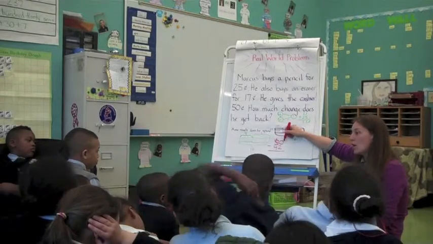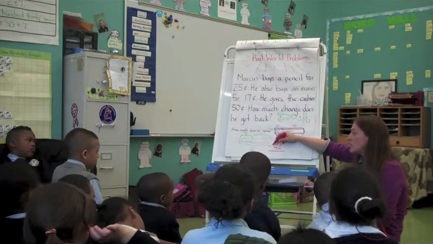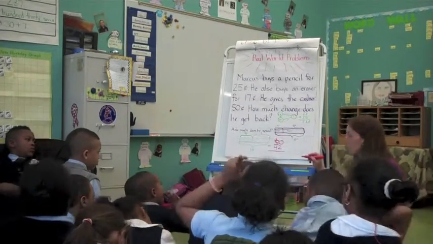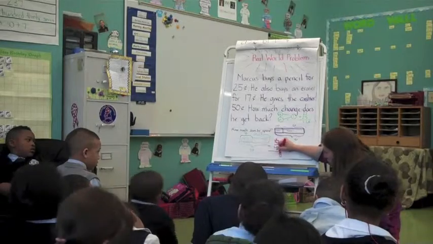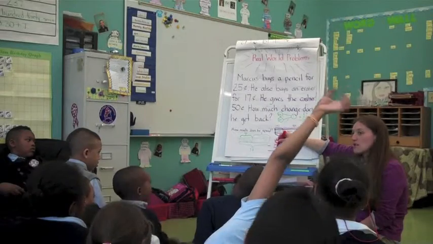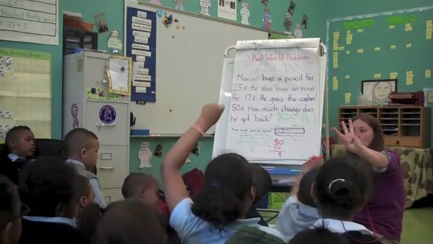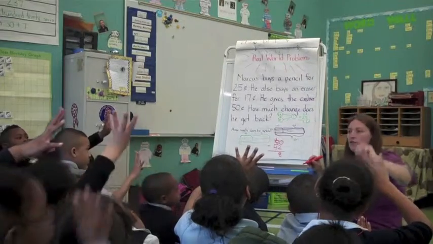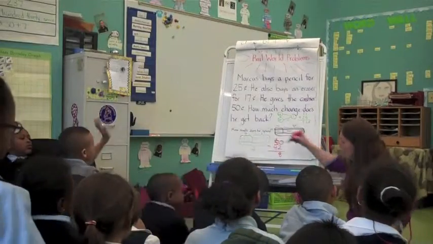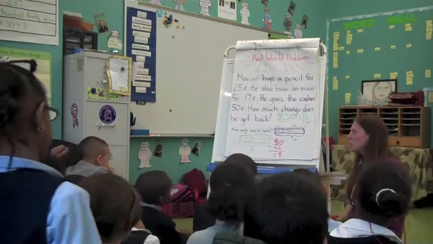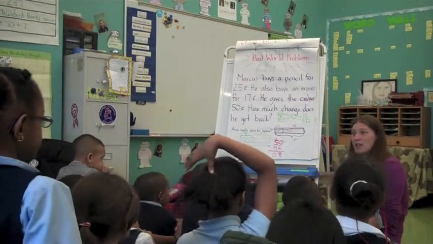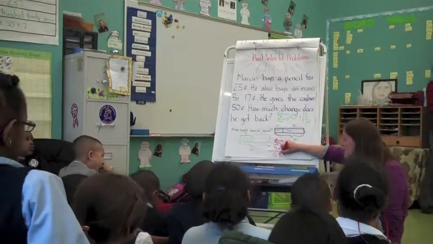So I have 10 ones, and I have to take away 2 ones. How many ones will I have, Dominic? 8. Okay, I have 4 tens. Can I take 4 tens away? Yeah. I have 4. Hold up your 4 tens. Take 4 tens away. How many tens do you have? 0. 0 tens. How much change did he get back from the cashier? 8 cents. He only got 8 cents back.